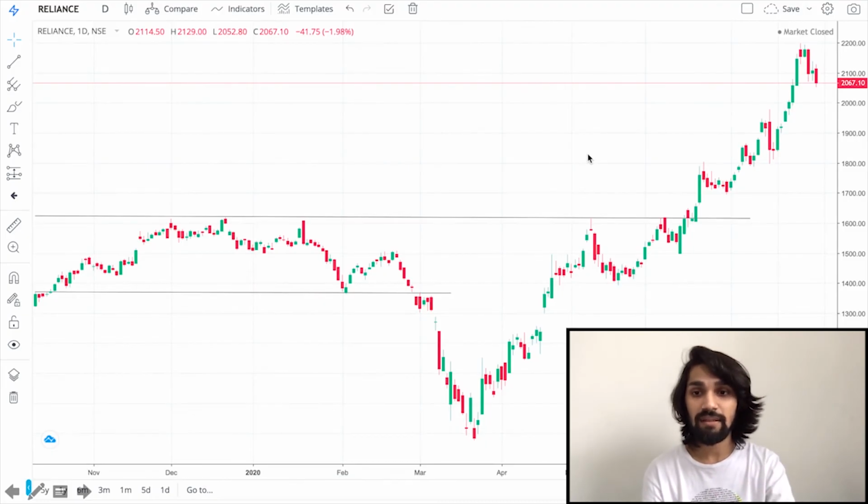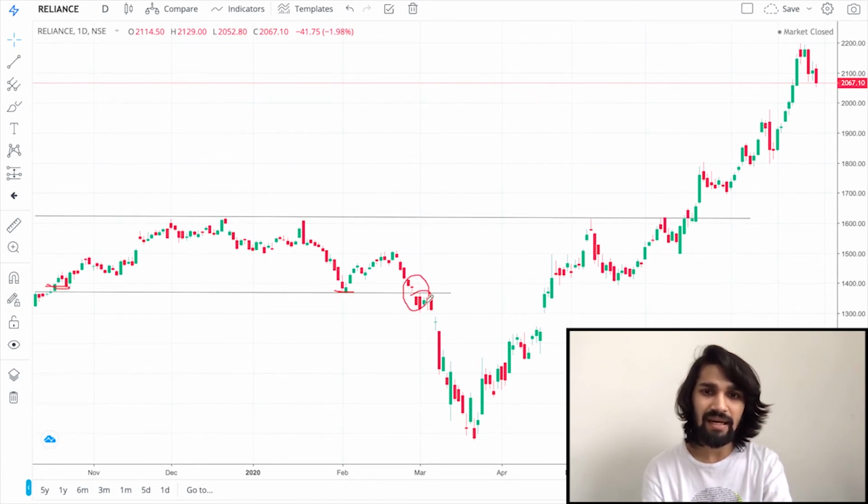Now if you see the chart of Reliance, you can see there is an okayish support here, and it did not really take a lot of hits to break this, but when it broke the support, see where the price went.